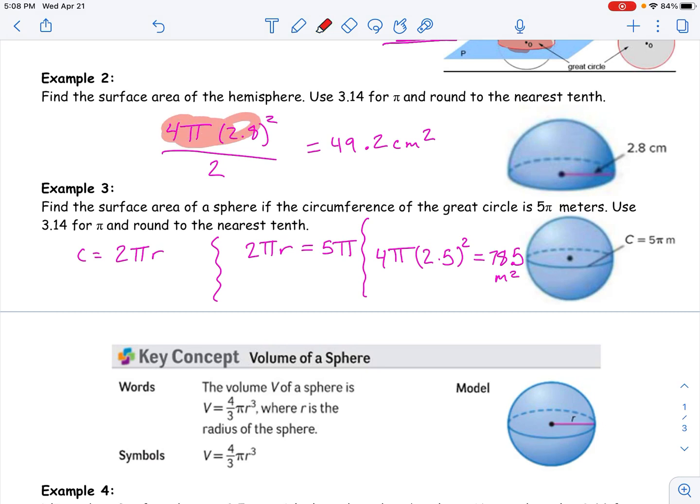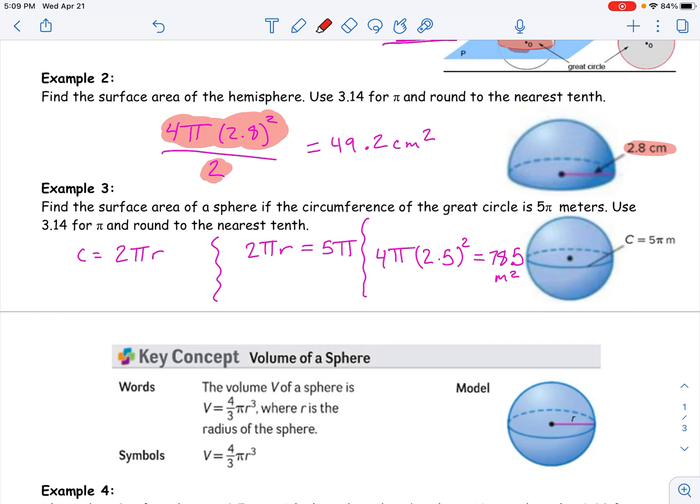So I basically just took my sphere formula, since they gave us the radius on the picture there as 2.8. I put it in my sphere formula, and then I divided it by 2 at the end. And I got 49.2, and this is in centimeters squared because, again, it's surface area, and area is to the second power.